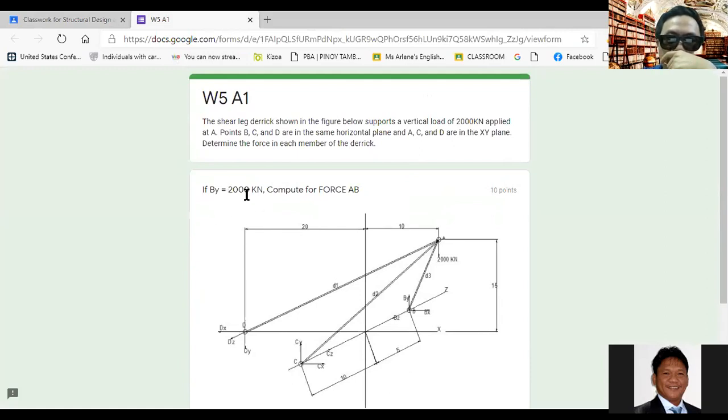Binigay ko na nga itong BY na 2,000. If BY is 2,000, compute force AB. So madali na to. It will not take 5 minutes.